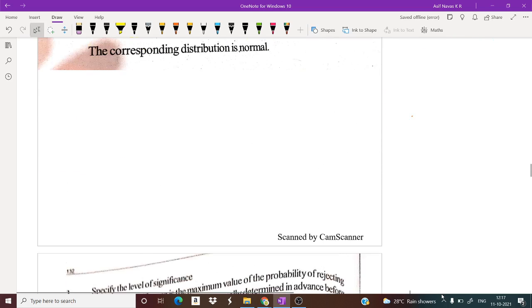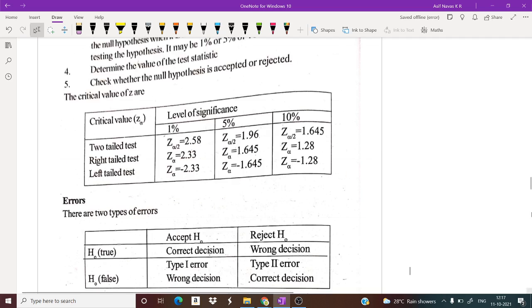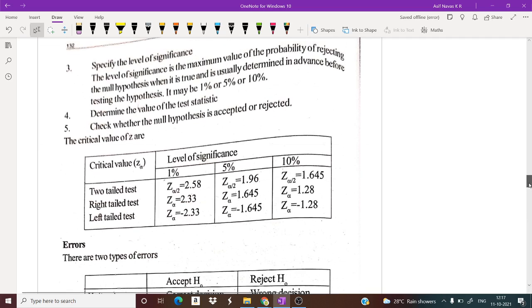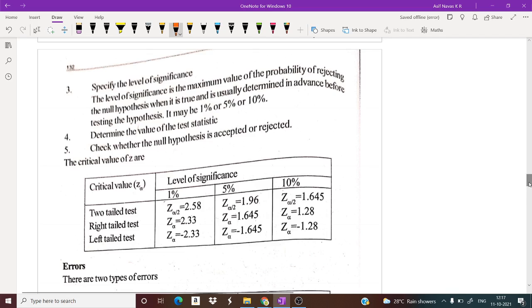Then from the question, it will give the level of significance. If the level of significance is not given, you should take 5%. So the level of significance is the maximum value of the probability of rejecting the null hypothesis when it is true, and is usually determined in advance before testing of hypothesis. So that is, level of significance means the maximum probability of rejecting h naught when it is true.